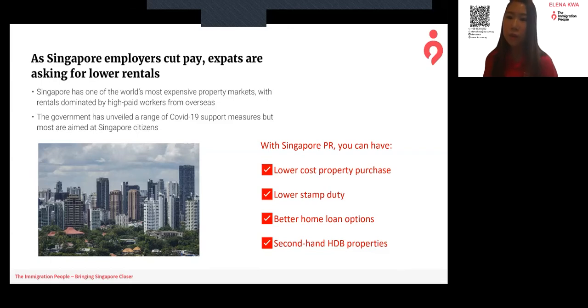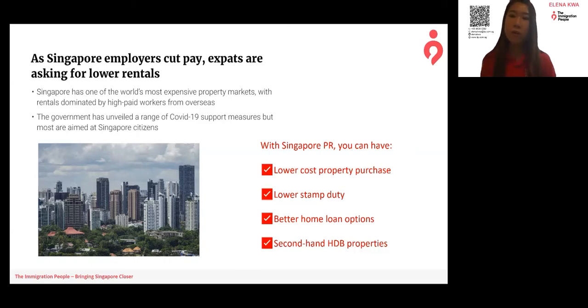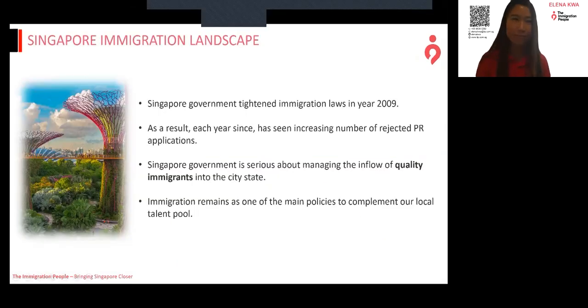So can you imagine a private condominium that costs $1 million and you have to pay 20%, $200,000 for stamp duty. But as a PR, you only need to pay 5%, $50,000 stamp duty. So you're talking about a $150,000 difference in terms of tax reduction. All right, next slide, please.